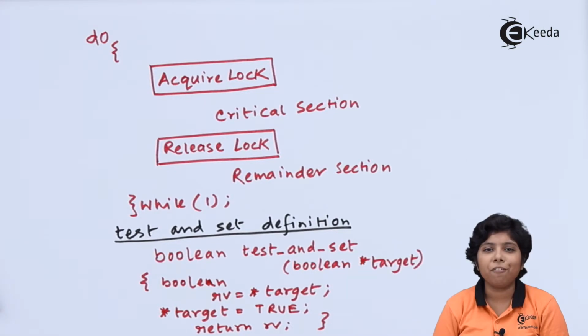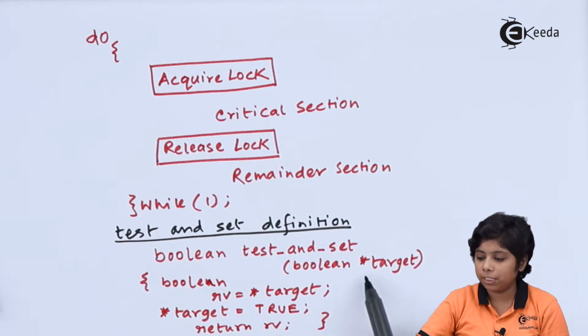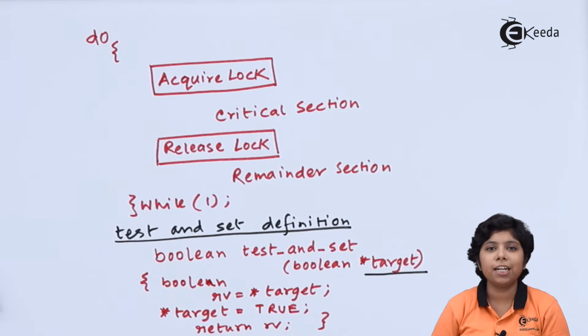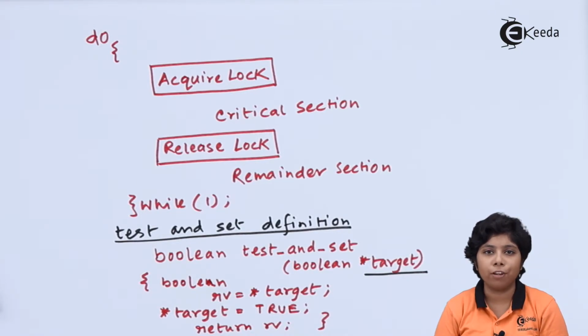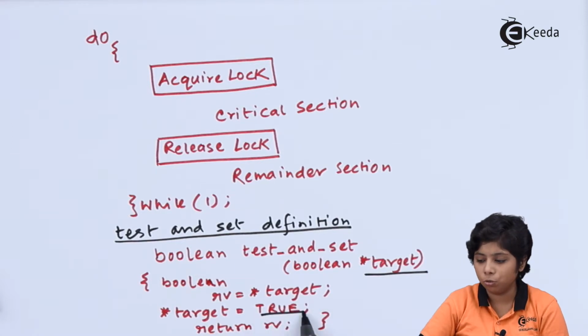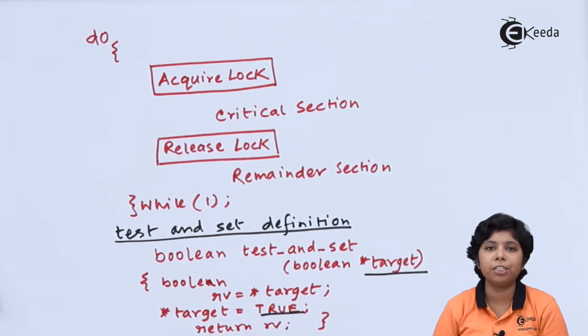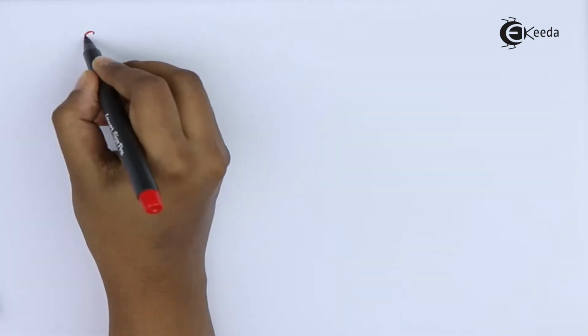This is the basic definition of a test and set function, which has a return type of boolean and takes a pointer to a boolean variable known as target. Here the target is tested and set to a new value. First the old value of the target is recorded, and after testing, the target is set to the value true. The old value is returned to the calling function to decide on entering the critical section.